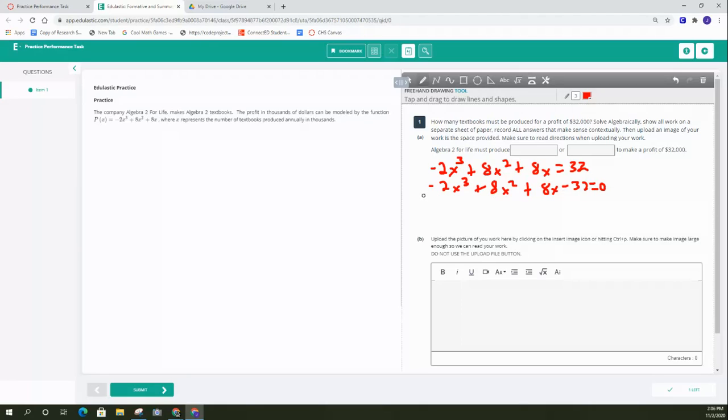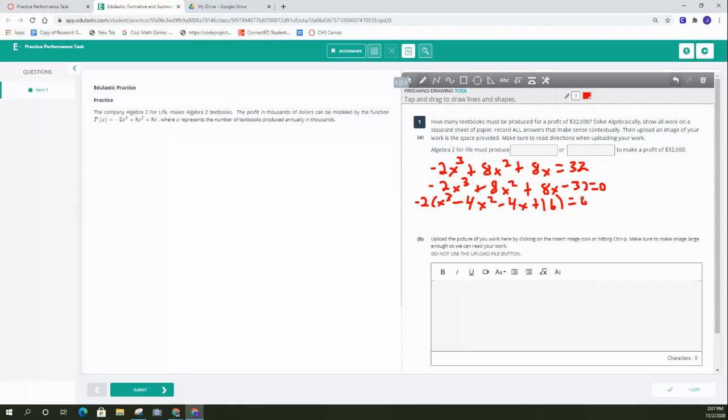To solve this, it's got 4 terms, so I could see if factor by grouping works. I could use the rational root theorem and list out all my possible rational roots. But the first thing I see is that there's a GCF. I'm going to take out a negative 2, and that's going to leave me with x cubed minus 4x squared minus 4x plus 16.